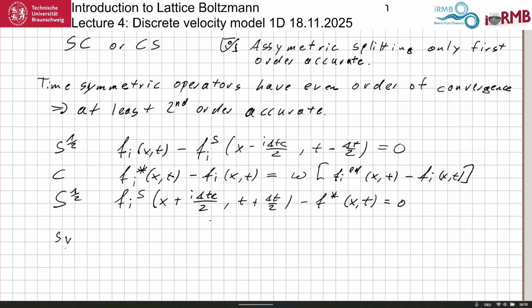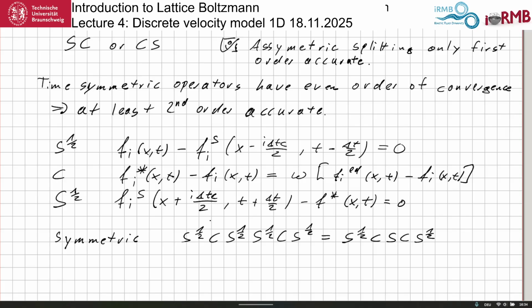So we have this symmetric, so it's S 1/2, collision, S 1/2, and then in the next time step we have S 1/2, collision, and S 1/2 again, which means we have S 1/2, collision, and then a full streaming, obviously, and a collision and half a streaming again. So what do we observe? Now we can do this further and further and further.